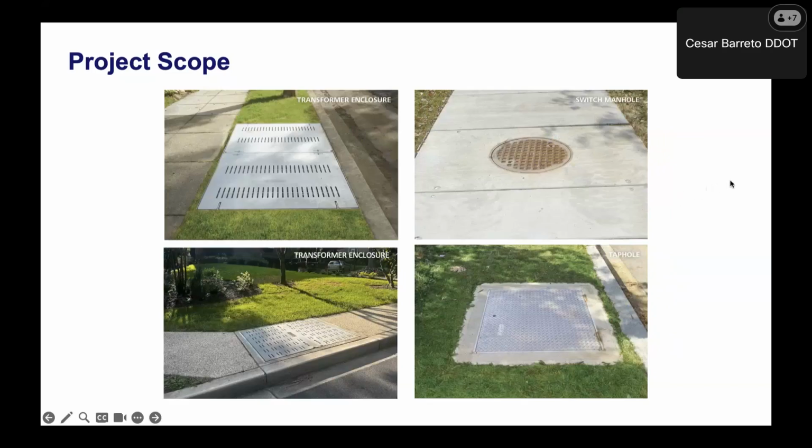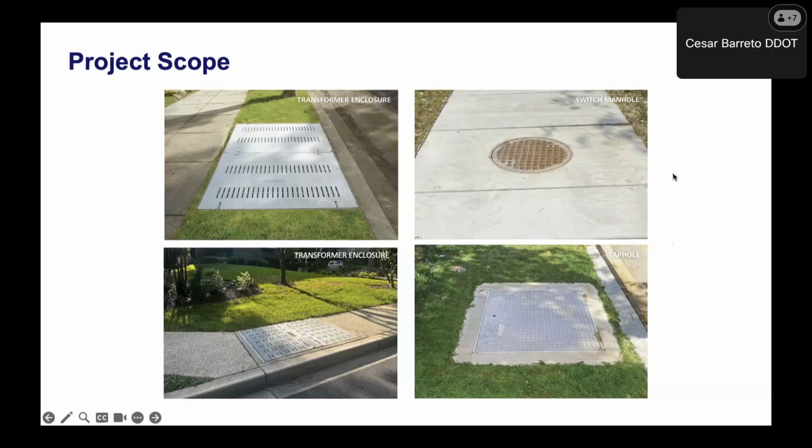In similar motion, these are some pictures, imagery from the proposed work that we intend to do. On the top left, you're going to see a transformer enclosure placed on the grass section next to the curb on the sidewalk side. Basically, that's how it's going to look on the grass side. On the top right side, we have a switch manhole. So at the end of the work, you're only going to see a sidewalk with a manhole on it.